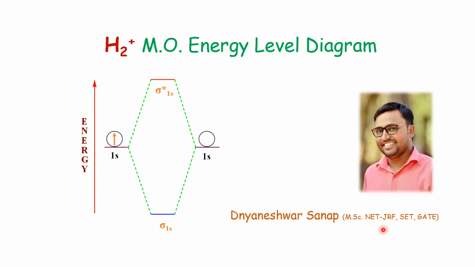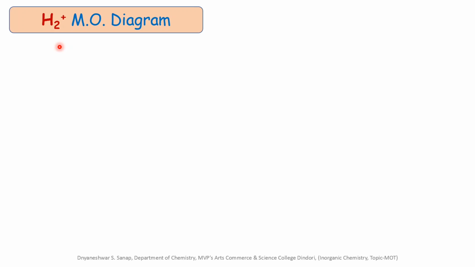In today's video lecture, we will discuss the molecular orbital energy level diagram for the H2 plus molecule. Let us explore it one by one. Basically, the H2 plus molecule is made up of one hydrogen atom having a single electron and another hydrogen atom having a positive charge. Let us see the electronic configuration for each.